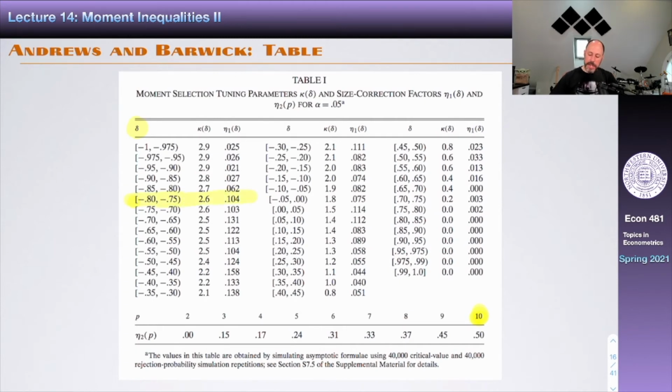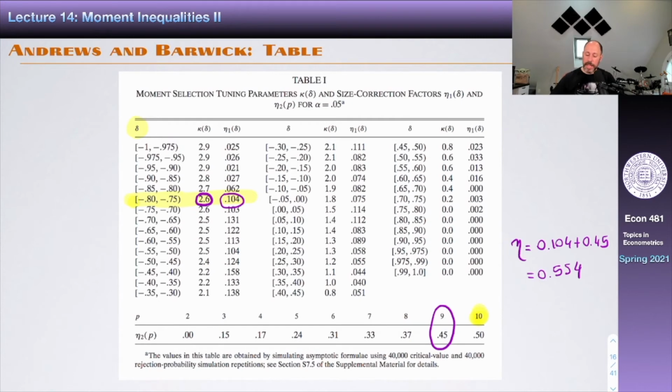And eta is the sum of eta 1, which is here 0.104, and then the other part of the eta depends on how many moments. Let's assume that you have 9, so you have 0.45. So your eta is going to be 0.104 plus 0.45, which is roughly 0.554. And that's the size correction factor. So you go back, use this kappa, use this eta, and then you implement the test.